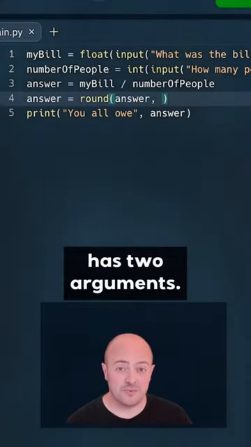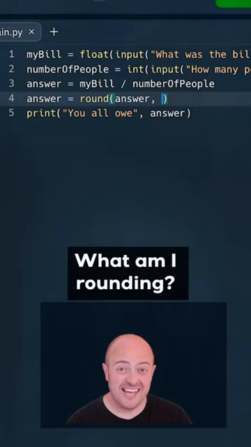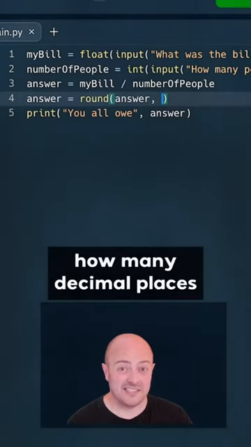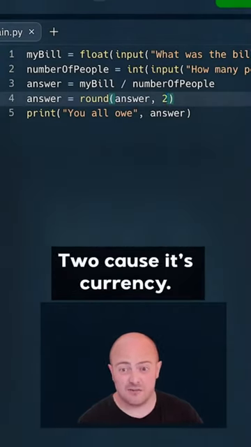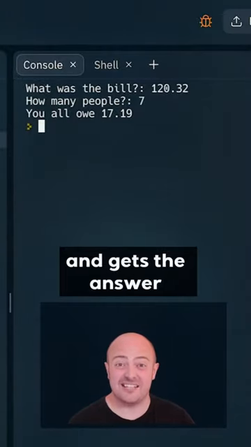Round has two arguments. The first one is, what am I rounding? The second one is, how many decimal places? And I'm going to pick two because it's currency. Well, that's a lot nicer and gets the answer a lot quicker.